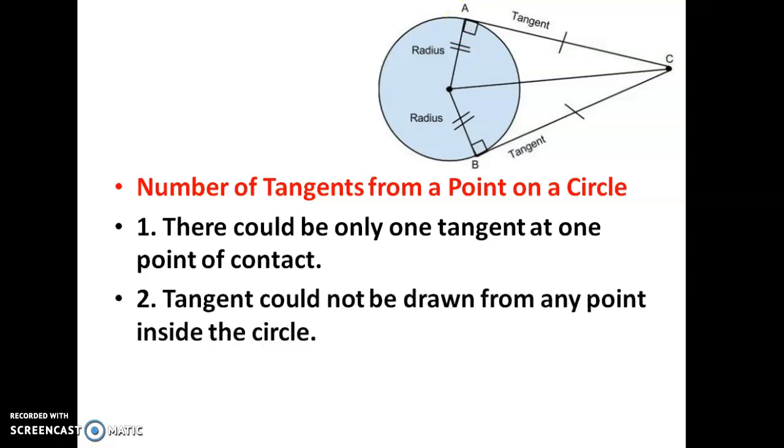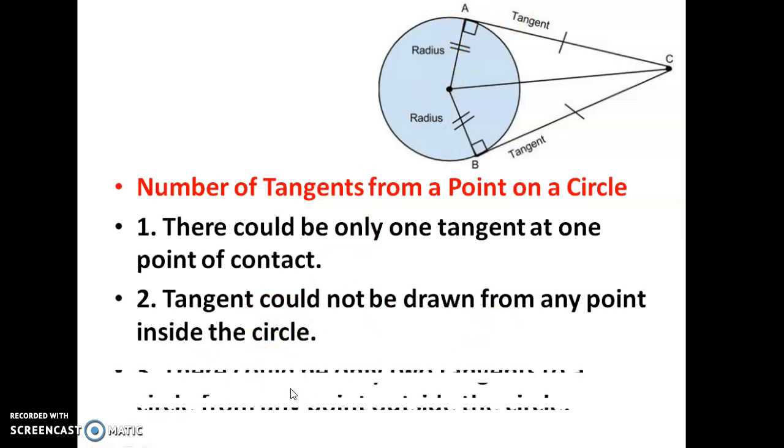A tangent cannot be drawn from any point inside the circle. Suppose I am locating one point inside the circle. From there to outside the circle, I can't draw a tangent. That is not at all possible. Suppose C is a point external to the circle. From there to the circle I can draw a tangent. But suppose I locate one more point P inside. I cannot draw a tangent. So you can't draw a tangent from inside the circle.